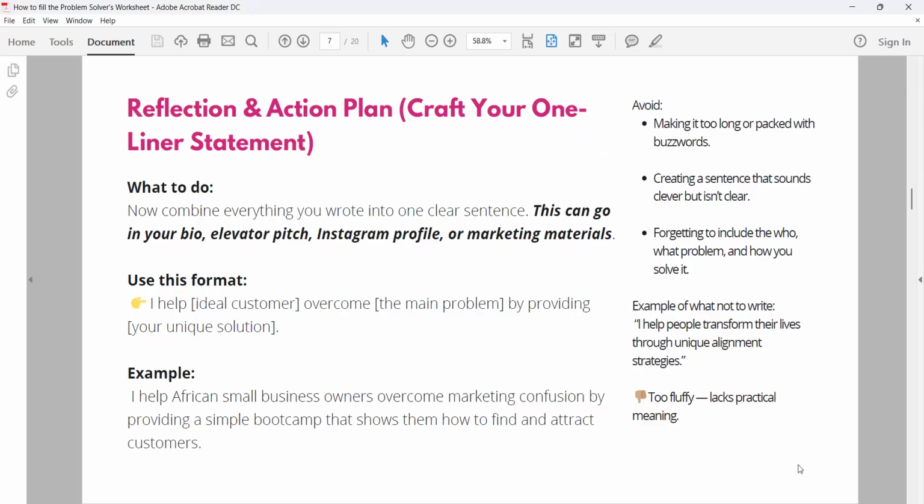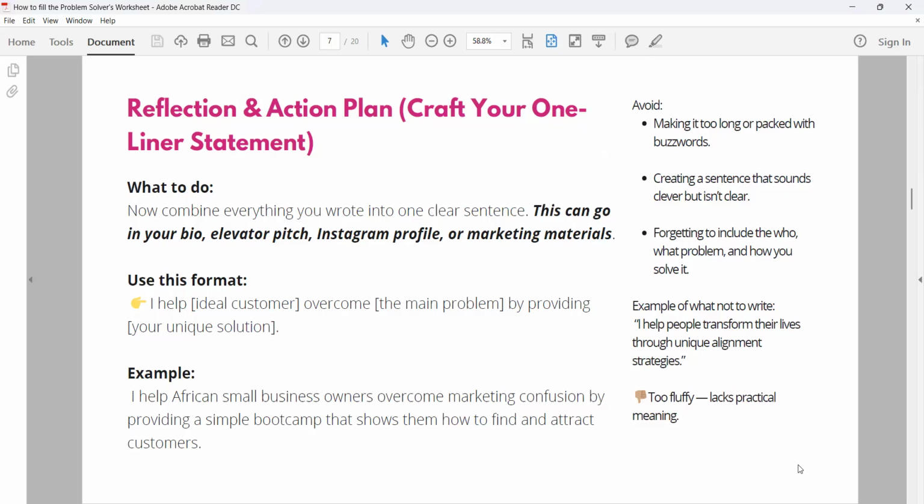I help, then you put your ideal customer, overcome, you put what you help them solve, and by providing your unique solution. And here we have: I help African small business owners overcome marketing confusion by providing a simple bootcamp that shows them how to find and attract customers. I hope this is clear.